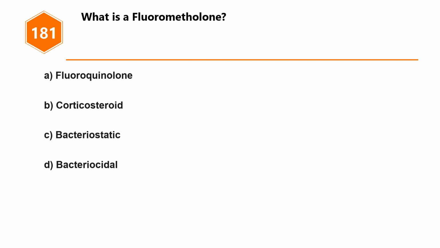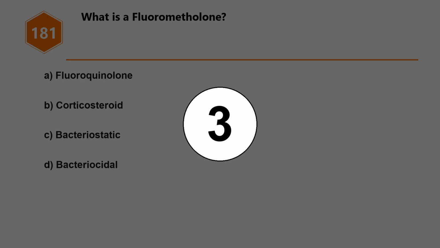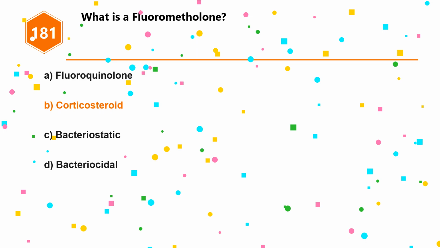Question 181. What is a fluoromethylone? Option A, fluoroquinolone. Option B, corticosteroid. Option C, bacteriostatic. Option D, bactericidal. The correct answer is option B, corticosteroid.